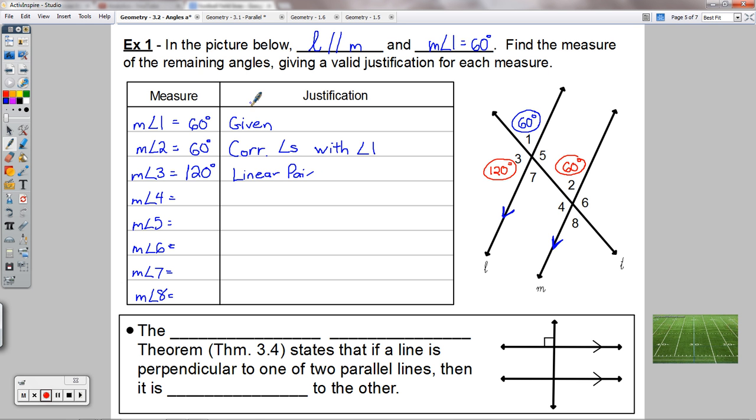It's happening again. Linear pair, there we go. Stop pressing the button, Mr. Wagner. Linear pair with angle 1.